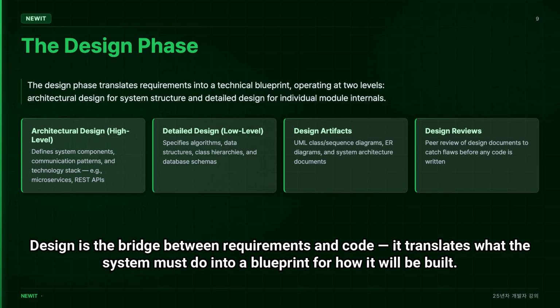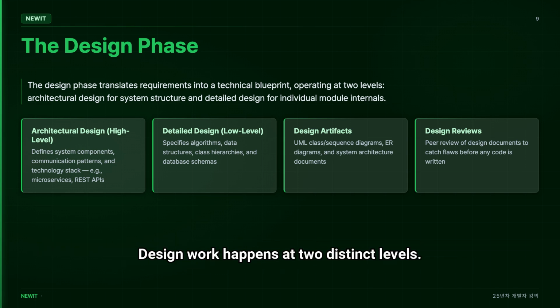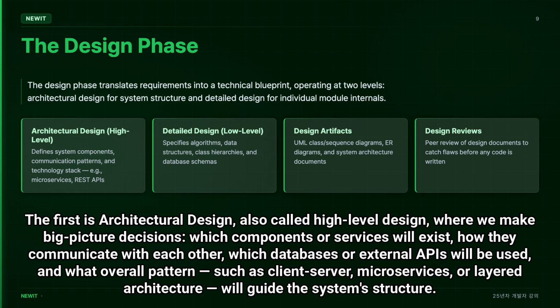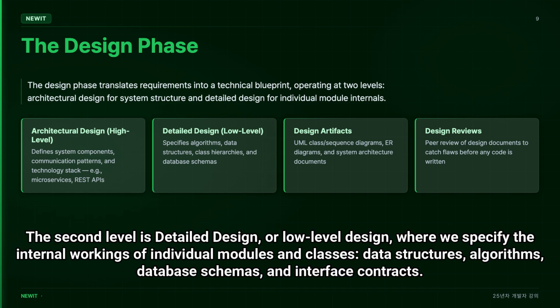Once we have a clear picture of what the system needs to do, we move into the design phase. Design is the bridge between requirements and code. It translates what the system must do into a blueprint for how it will be built. Design work happens at 2 distinct levels. The first is architectural design, also called high-level design, where we make big-picture decisions. Which components or services will exist, how they communicate with each other, which databases or external APIs will be used, and what overall pattern, such as client-server, microservices, or layered architecture, will guide the system's structure. The second level is detailed design, or low-level design, where we specify the internal workings of individual modules and classes, data structures, algorithms, database schemas, and interface contracts.